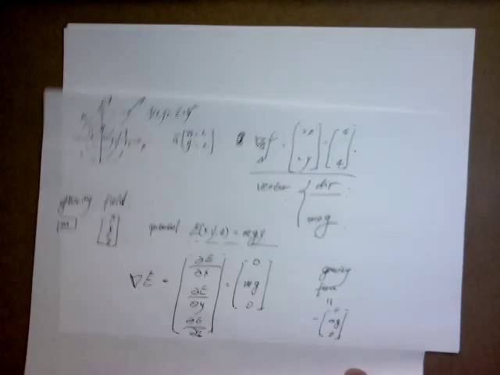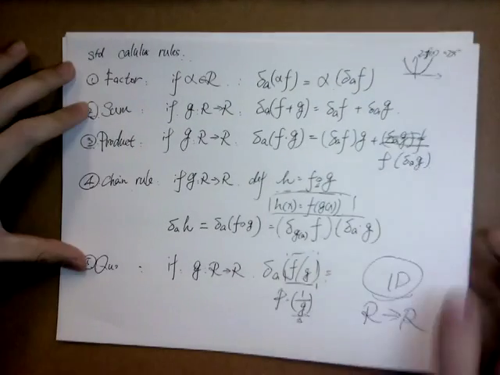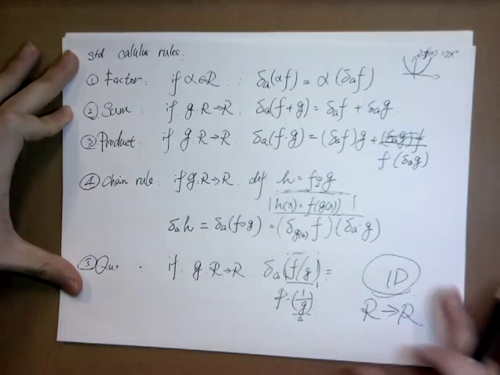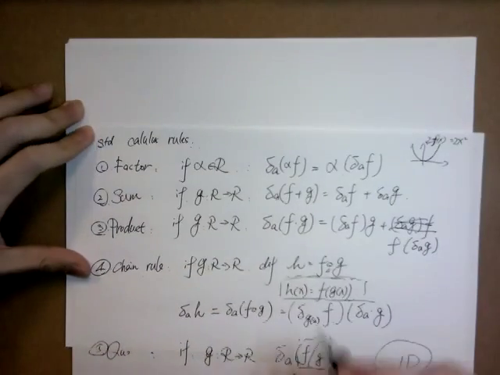Okay, and I think I can move on. So once I introduce the gradient of a multivariate function, I also want to have some rules like the standard calculus rules for 1D functions. So let's copy them one by one.